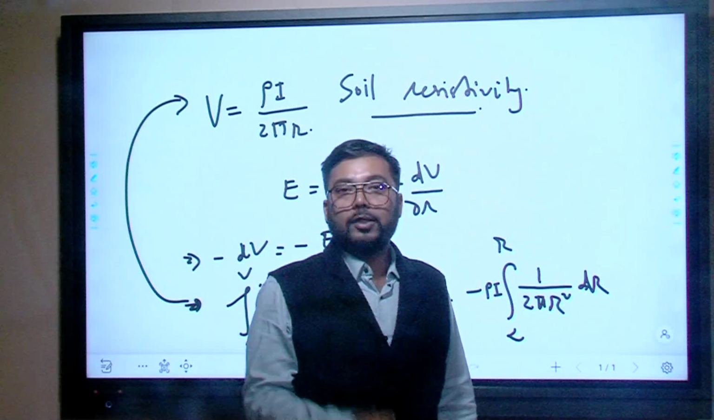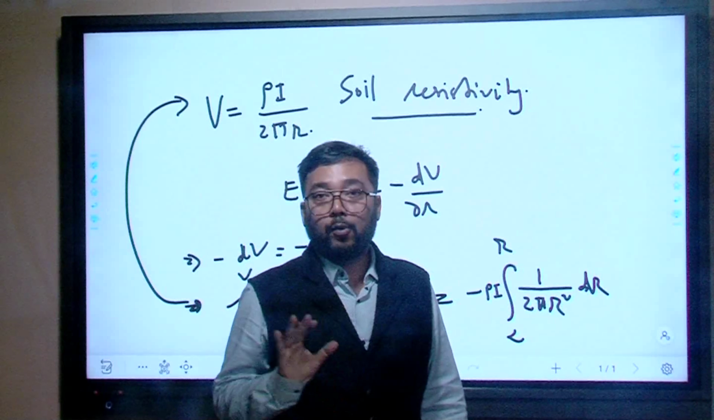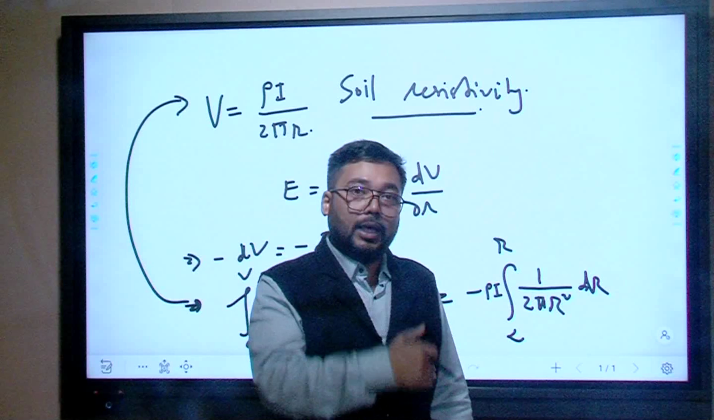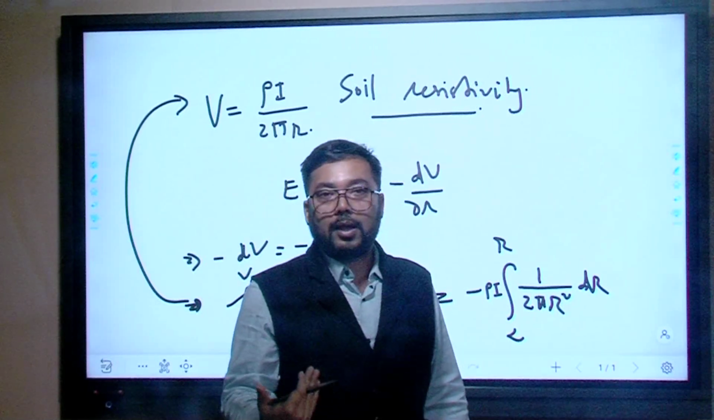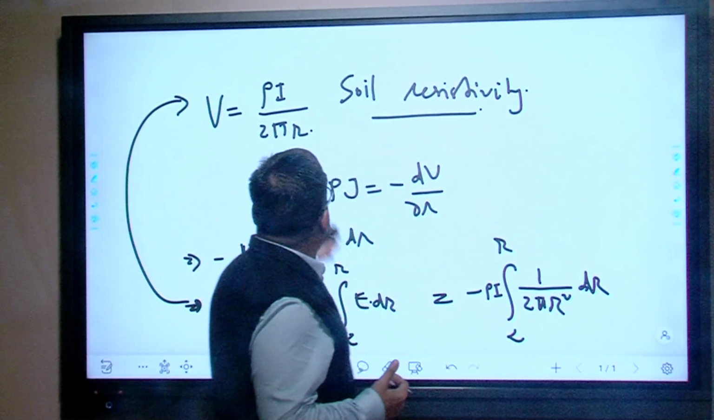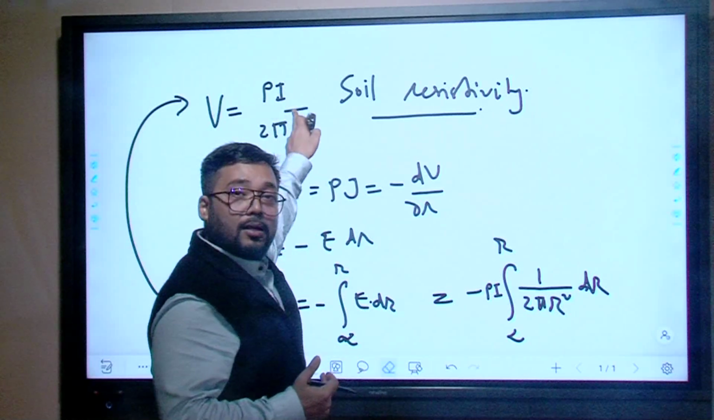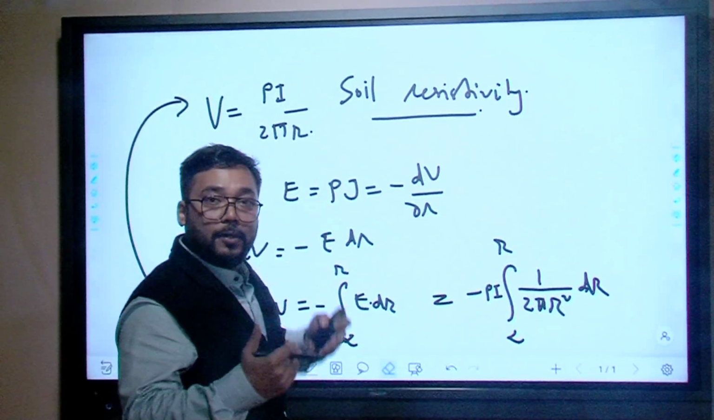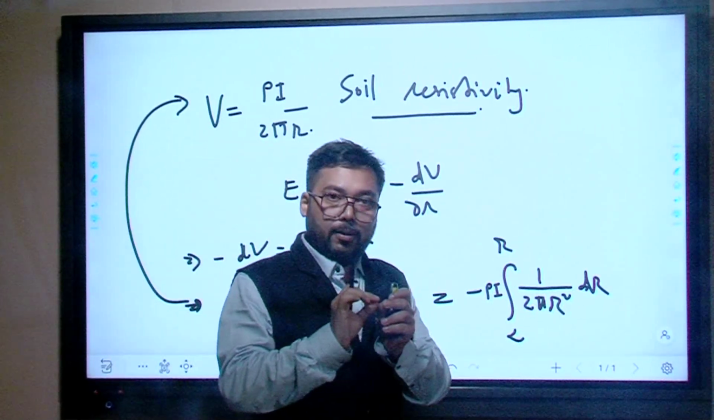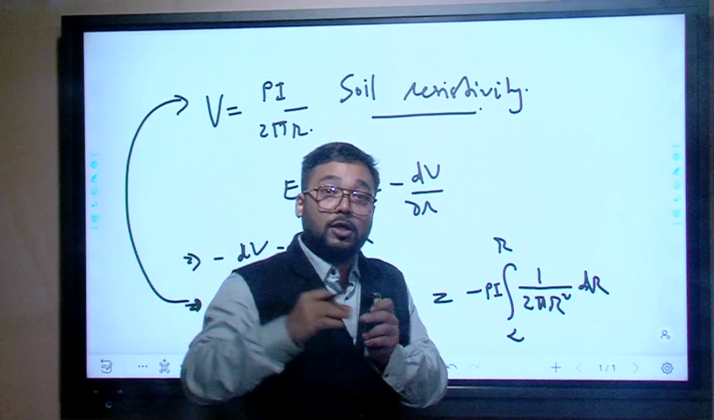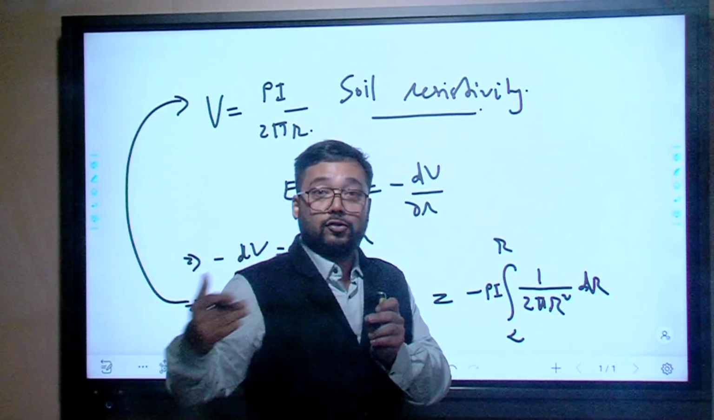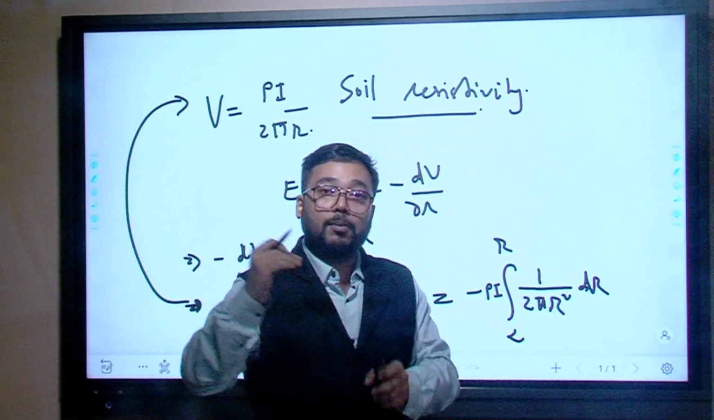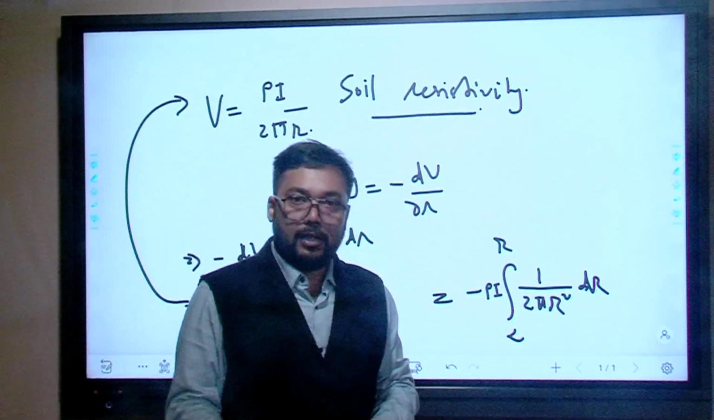From this relation we have seen that the potential at any point due to the inward current in the electrode depends on the current and the resistivity, and it is inversely proportional to the distance. That means as far as we go away from the electrode, my potential is decreasing. That is another important point: near the electrode the potential is high, and when you go away it decreases.